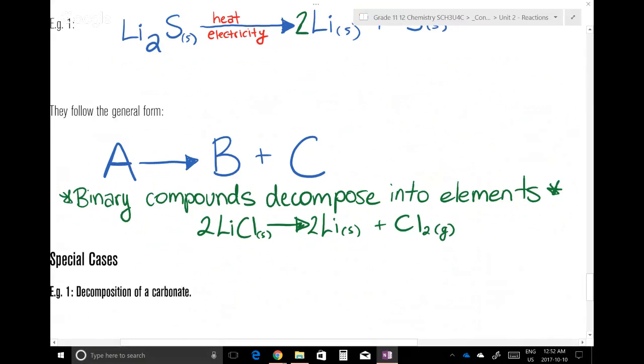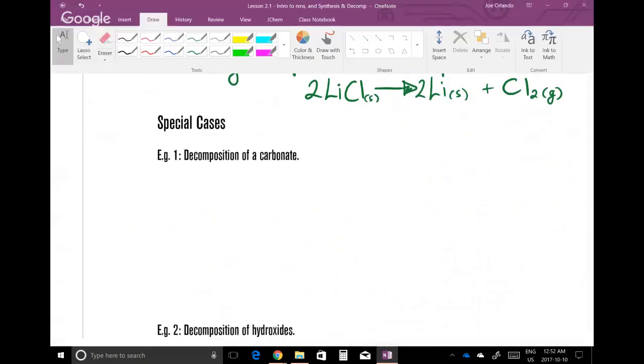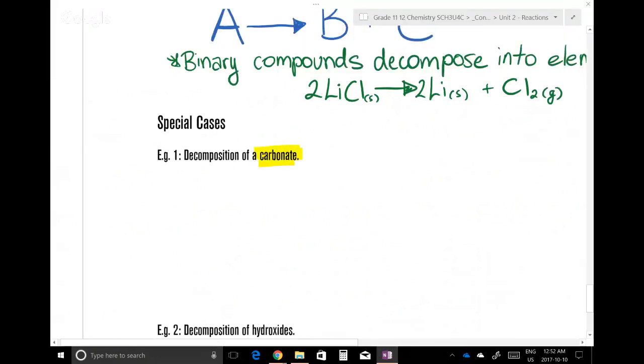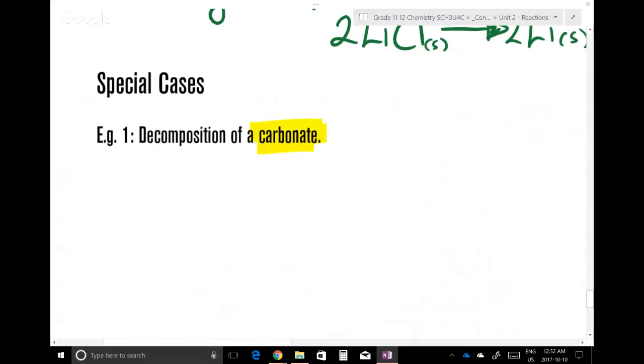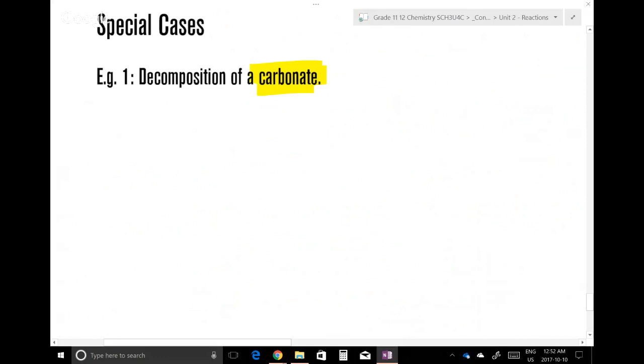There are some more complicated things to know, and I'm going to give you just 2 examples, 2 special cases that I want you to know. I want you to know what happens with carbonates. And the reason I want you to know what happens with carbonates is we're going to do a lab that involves decomposing a carbonate. And let's see if we can figure it out. Let's see how clever you are. So we can pick any carbonate we want. And I am going to say, oh, I don't know.